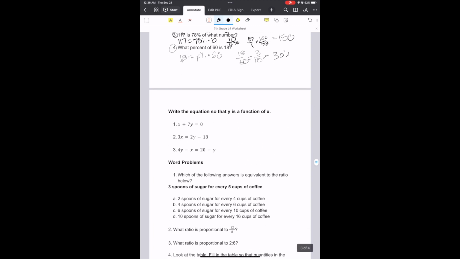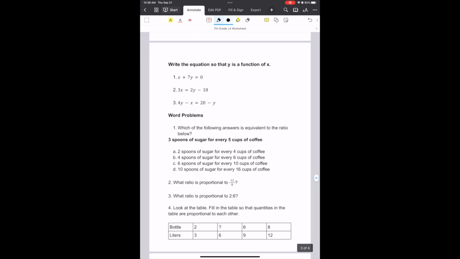Alright, so on to the next page. Write the equation so that y is a function of x. Okay, so let's do number 1. You're going to want to put everything in slope-intercept form. So first, subtract x from both sides. So you get 7y is equal to negative x plus 0. And then divide both sides by 7. So you should get y is equal to negative x divided by 7.